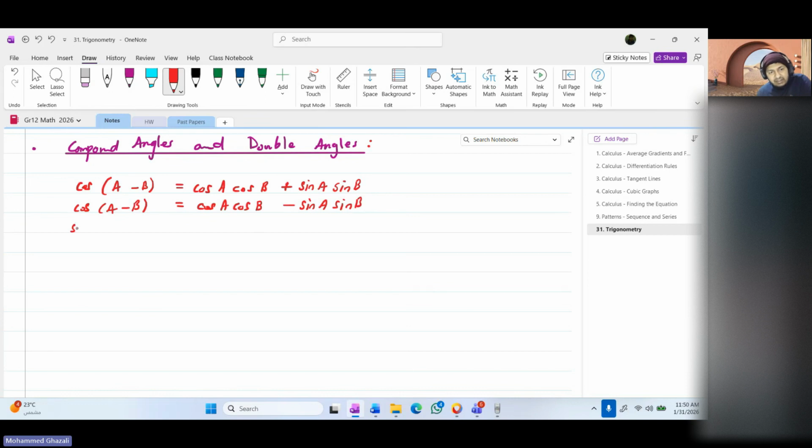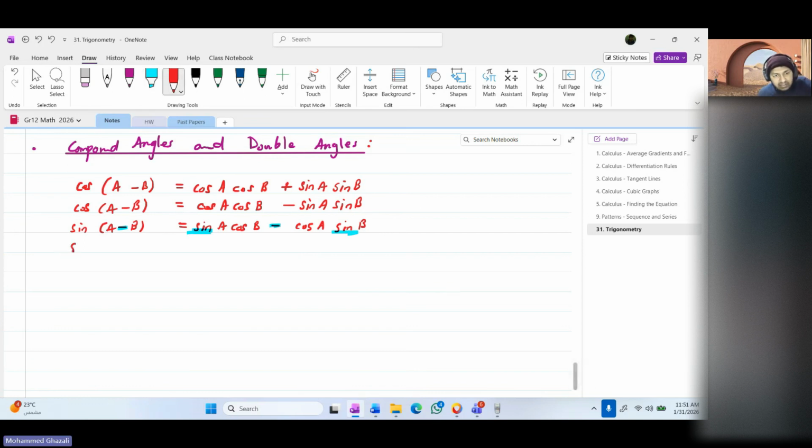And then what is sine of A minus B? For sine, the sign remains the same. You start with sine, end with sine. So this is sine A. These are all compound angles, by the way. Sine A, and you're going to put sine B last. And then you're going to change this to cos A: sine A cos B minus cos A sine B. For sine, the sign remains the same. See here. Start with sine and end with sine.